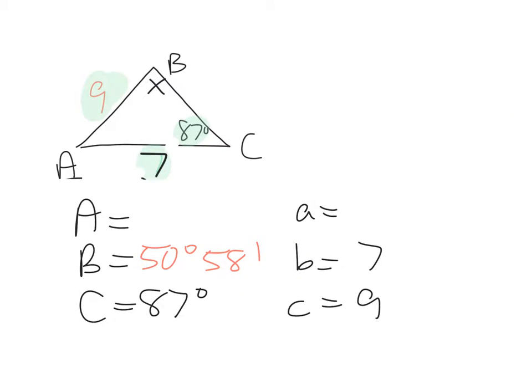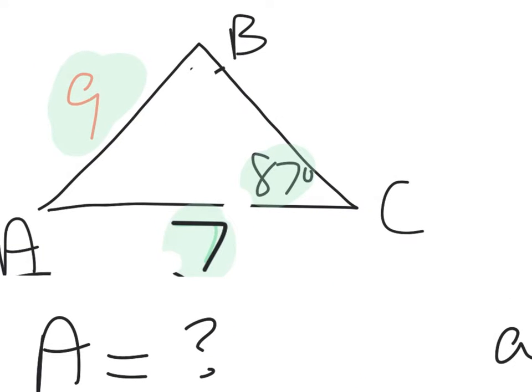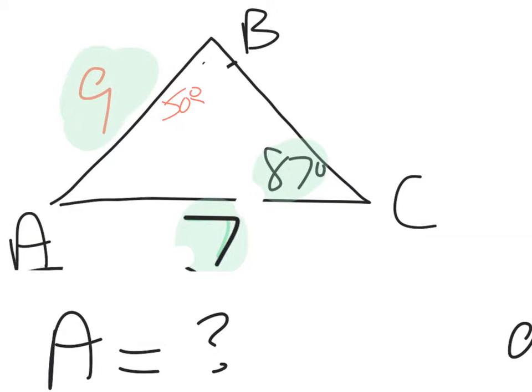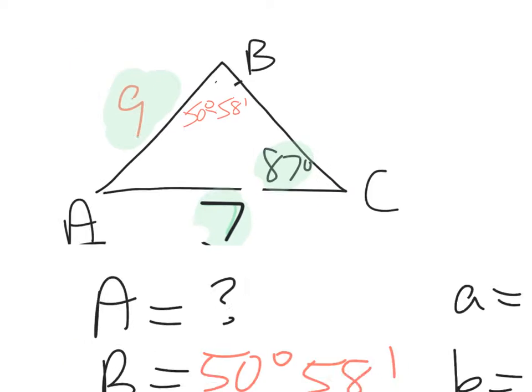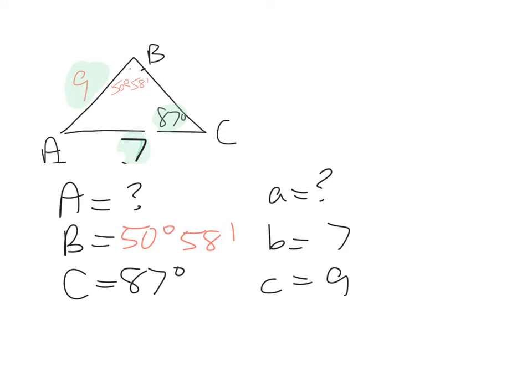So now that we found angle B, the only parts of the triangle that we haven't solved for are angle A and side A. And usually when you're solving these triangles and you get up to a certain point, you do have different options that you can use to solve for the missing parts. Now I'm going to fill in on the triangle. Angle B is 50 degrees and 58 minutes.